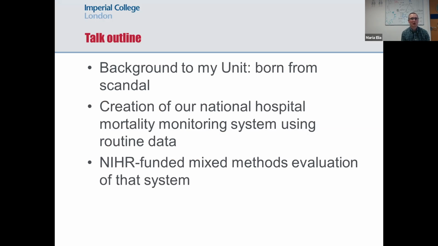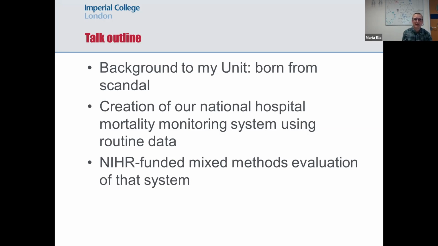So what I'm going to go through in the next 20 minutes or so is talk about my unit, the Dr. Foster unit here at Imperial College in London, and how it is actually born out of these three big scandals that we've had in this country. I'll talk about the creation of our national hospital monitoring system using routine data.